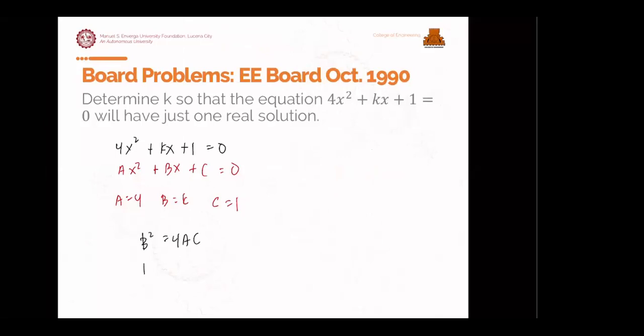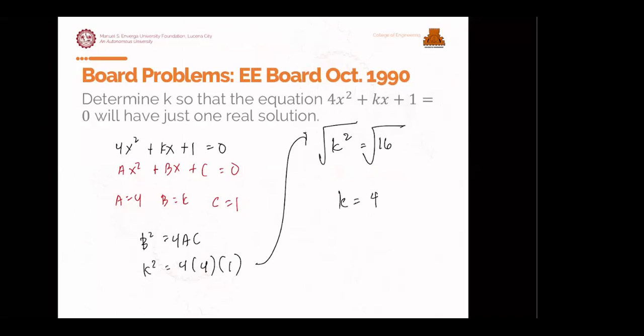So, substitute natin, we have K squared is equals to 4 times 4 times 1. So, we have K squared is equals to 16. Then to eliminate that, square root both sides, K is equals to 4. Okay, so that will be our answer for this problem.